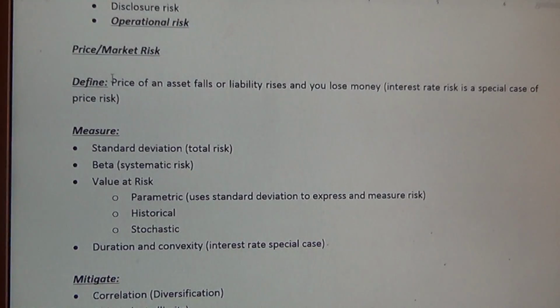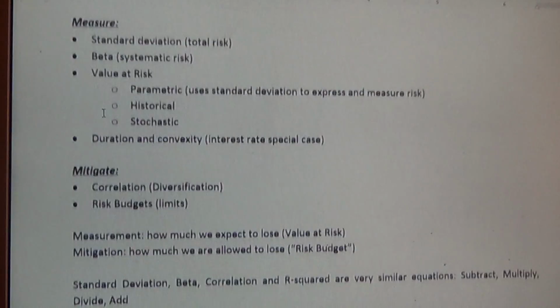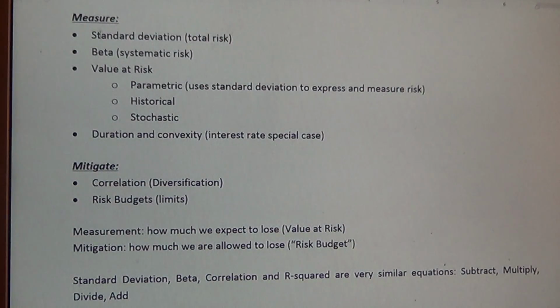So how do we define price risk? Very, very straightforward. Price risk is that the price of an asset falls or the price of a liability rises such that you lose money. Interest rate risk is actually a special case of price risk. It's when asset values fall or liability values rise because interest rates change. So it is a special case, and we can use some of this math under interest rate risk, but it has its own special measurements. So how do we measure price risk? The most common approaches are standard deviation.